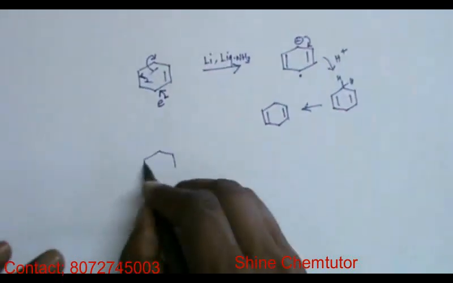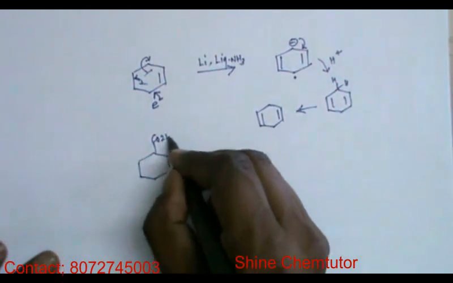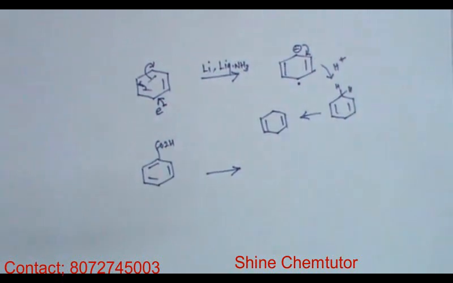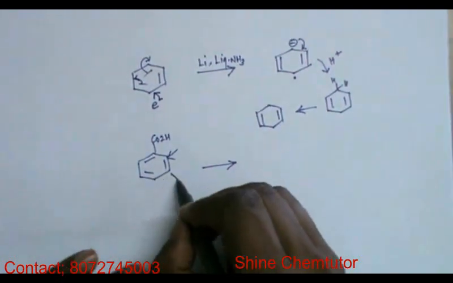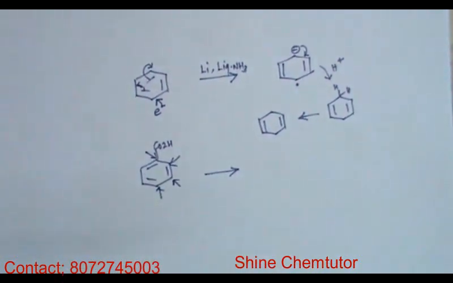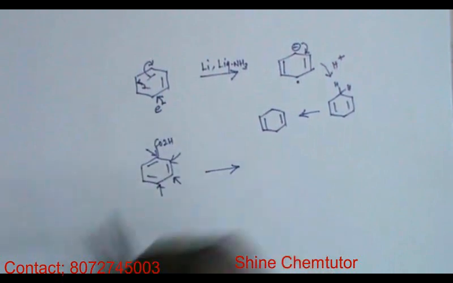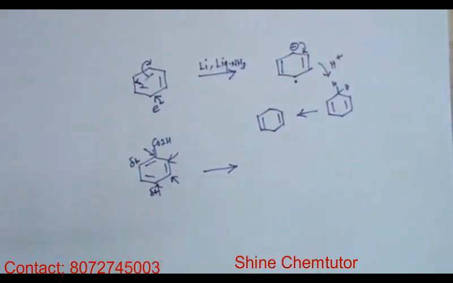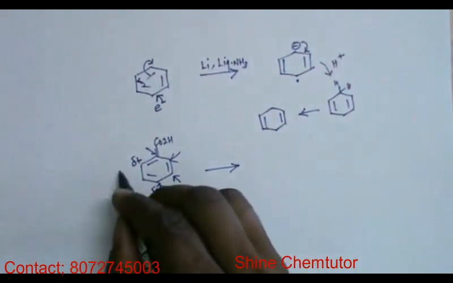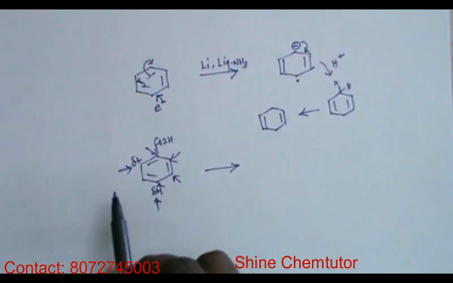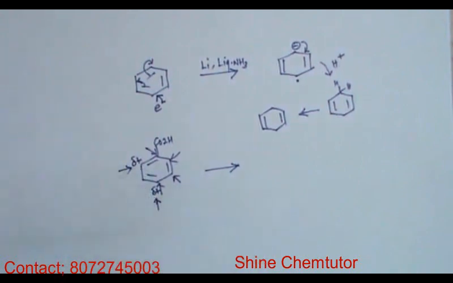Suppose I go for this compound. Now the question is where the single electron will be delivered. We have 4 different positions where the electron could be delivered. Because of the electron withdrawing group, we have delta plus on this as well as on this. So the electron should be delivered either here or here. Ortho and para positions are electrophilic, so the electron can be delivered either here or here.